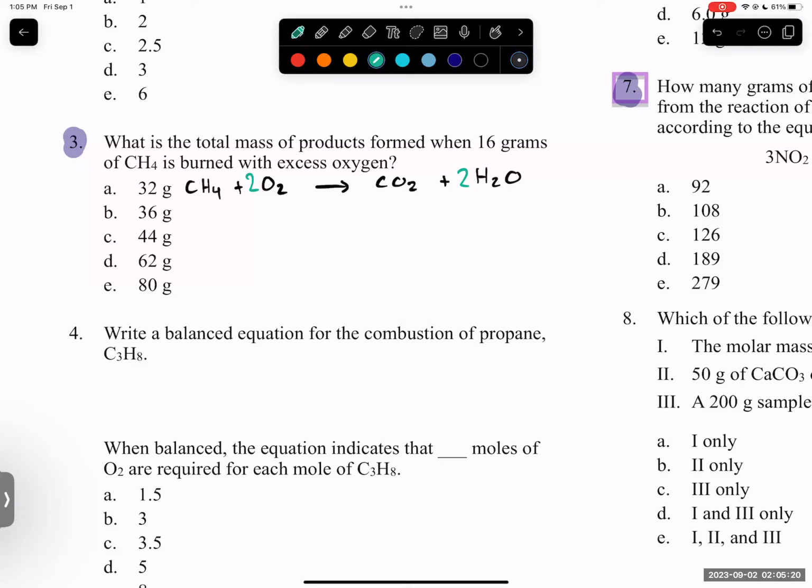So now it's asking for the total mass of the products formed. And 16 grams of methane is burned with excess oxygen. So it wants us to convert to mass of carbon dioxide and mass of water and then add the 2 up. That's what it's asking for, the total mass of the products. So first we would have to start with 16 grams of methane. We always start with what we're given. So what do we do next?